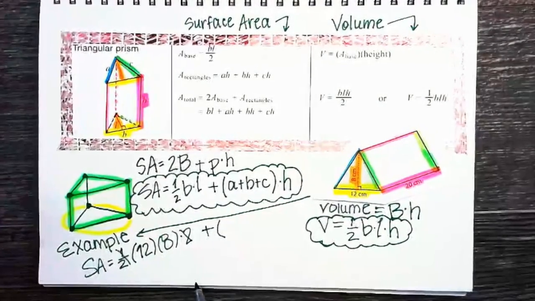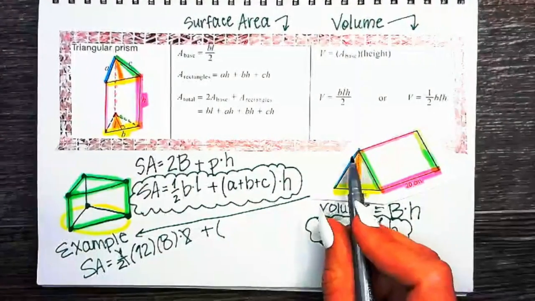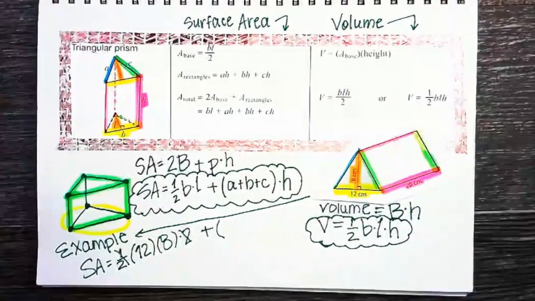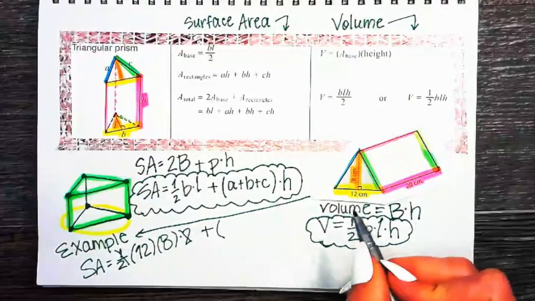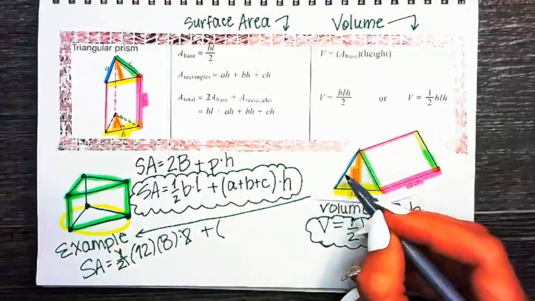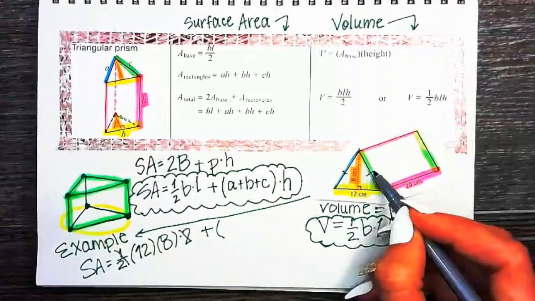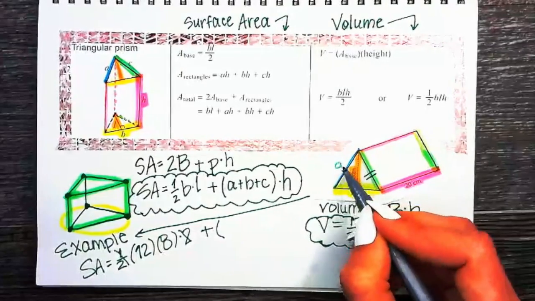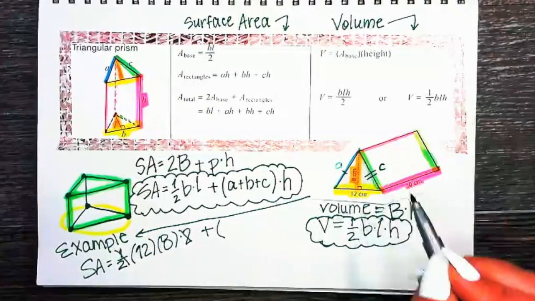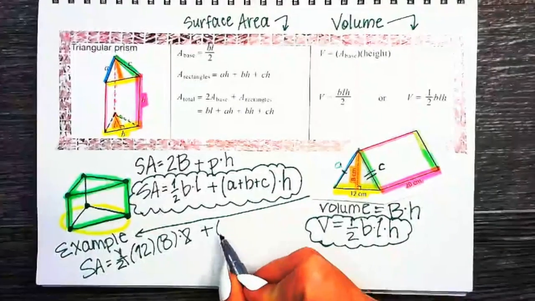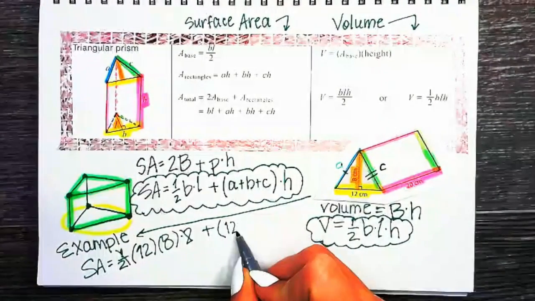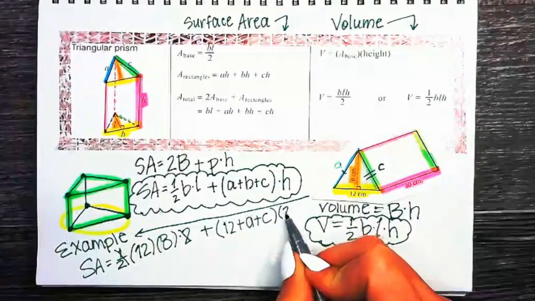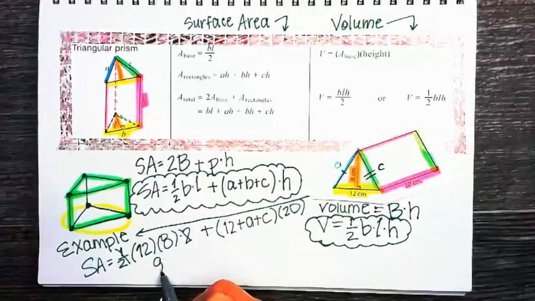plus perimeter times height. Now we don't have the measurements of the perimeter, so really we can't completely do the surface area. So I'm going to keep this general, and I'm going to call this A, and I'm going to call this C, and it's not going to quite finish. So we're going to have 12 plus A plus C, perimeter times height, which is 20. 12 times 8 is 96.